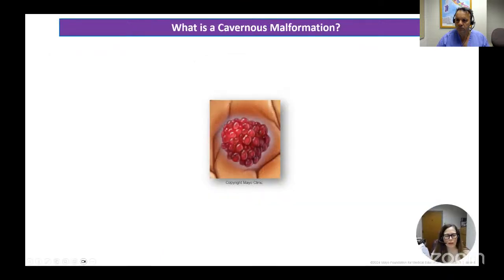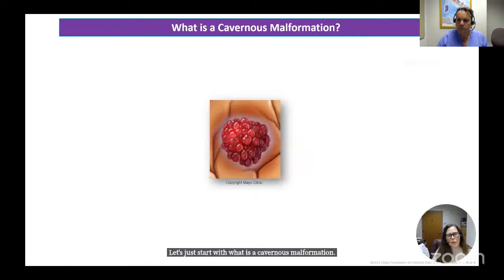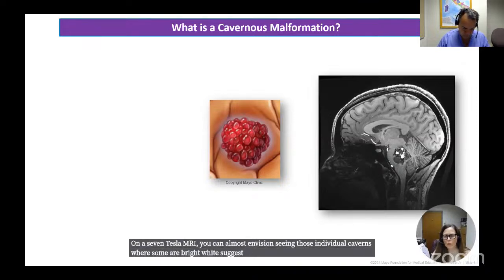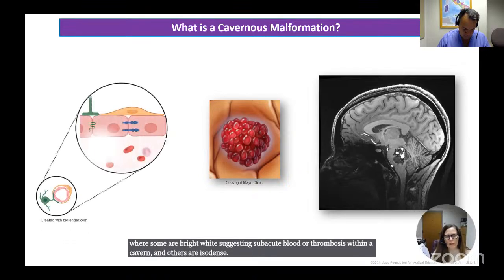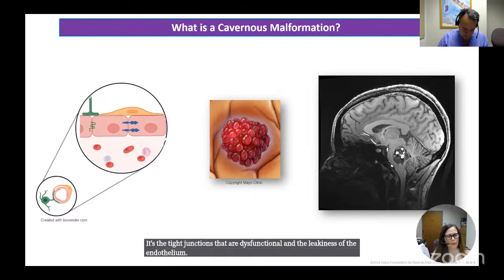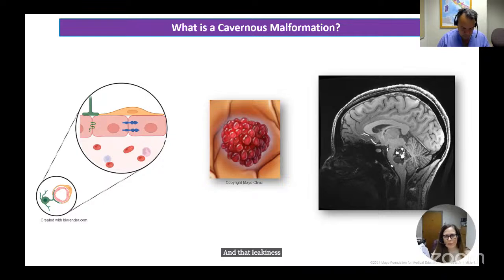Let's just start with what is a cavernous malformation. A cavernous malformation is composed of multiple endothelial-lined caverns, and these are at the level of the capillaries. On a 7 Tesla MRI, you can almost envision seeing those individual caverns where some are bright white, suggesting subacute blood or thrombosis within a cavern, and others are isodense. At the microscopic level, it's the tight junctions that are dysfunctional and the leakiness of the endothelium. And that leakiness can sometimes lead to symptoms.